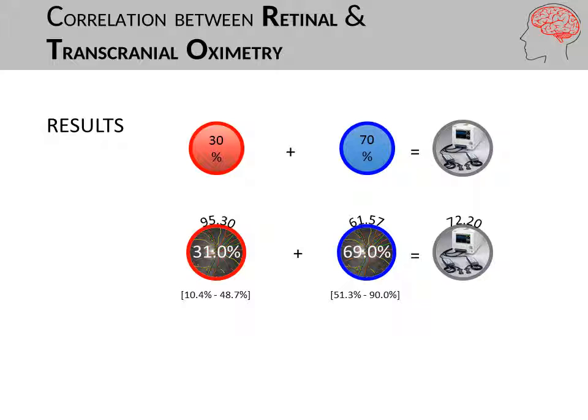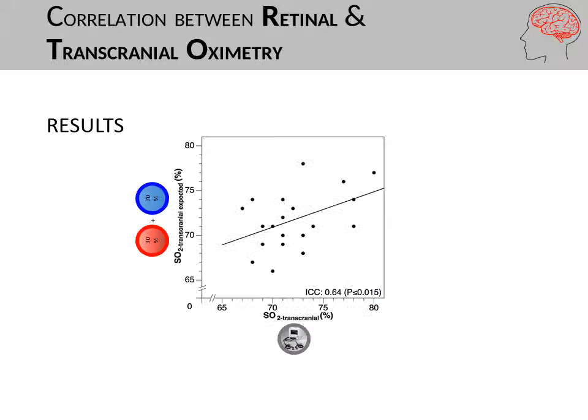However, if we look at individuals, there is large variation, and that's exactly one of the downsides of the transcranial saturation, and the ranges we report here are quite in congruence with what's reported in literature. So here we show the absolute agreement between the measured transcranial saturation and the expected saturation when we use the 30%, 70% ratio. We have an intra-class correlation of 0.64.